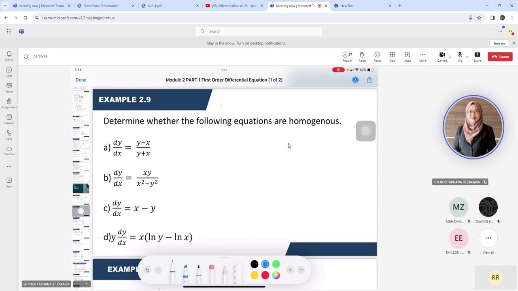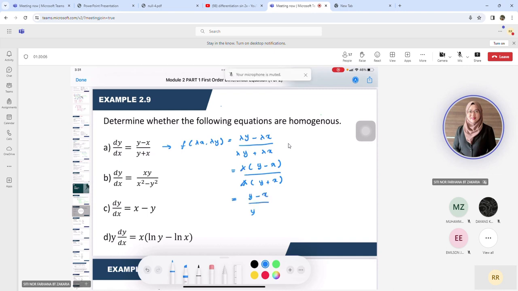Let's see A. So, for this one, we add lambda into this equation. So, lambda x, lambda y equals lambda y minus lambda x divided by lambda y plus lambda x. And then we simplify it. So, we take out lambda, y minus x divided by y plus x. So, this one, the lambdas cancel and it becomes y minus x divided by y plus x.